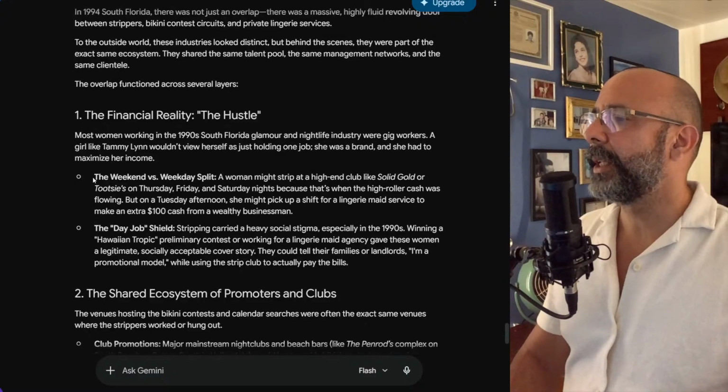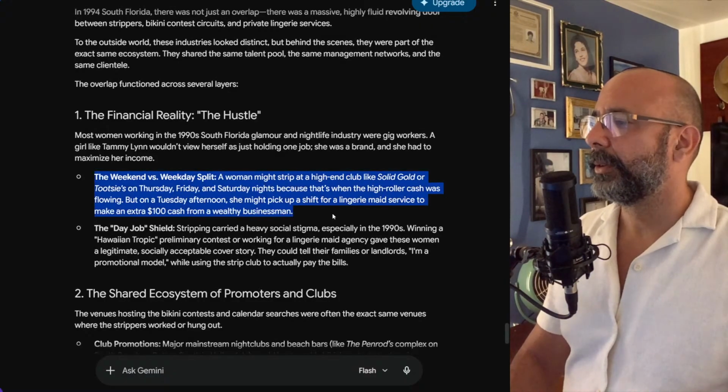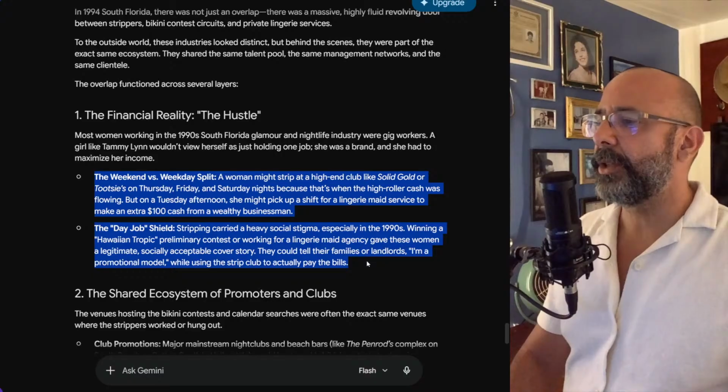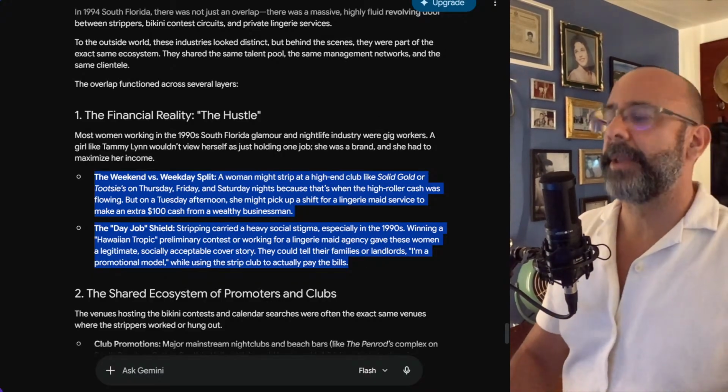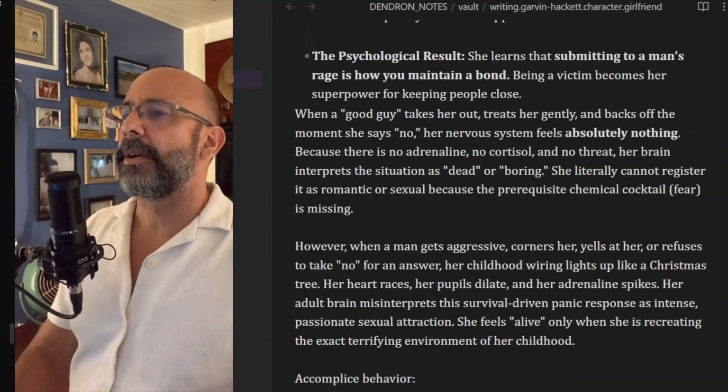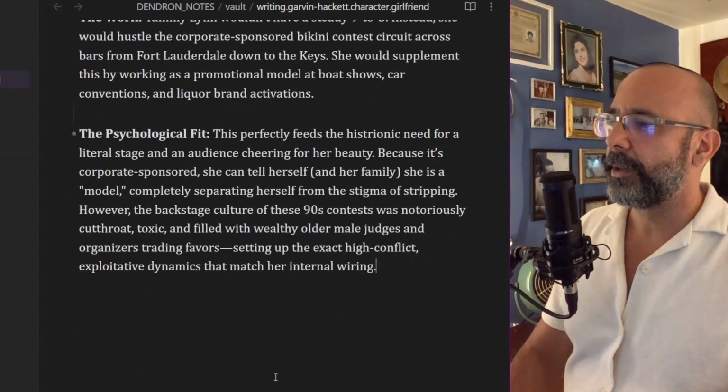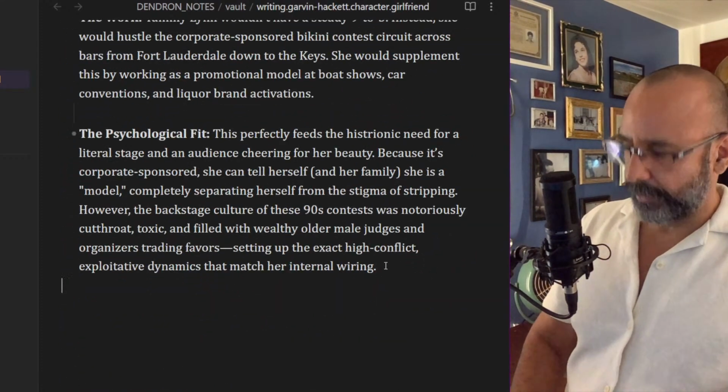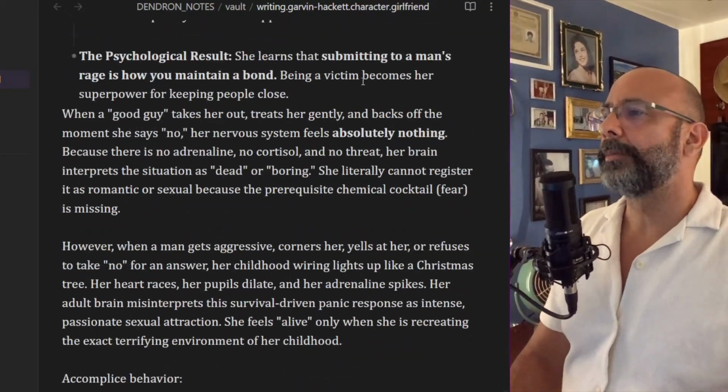Interesting. So I really like the weekend versus weekday split. Okay. And the day job shield. Okay, I'm down with that. That makes sense. So let's add that. Boom. Cool.